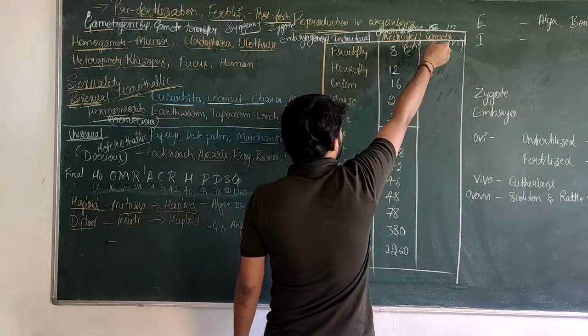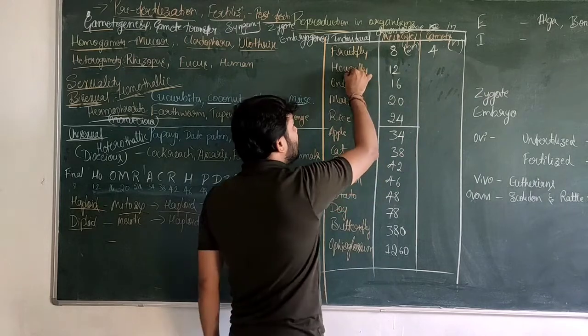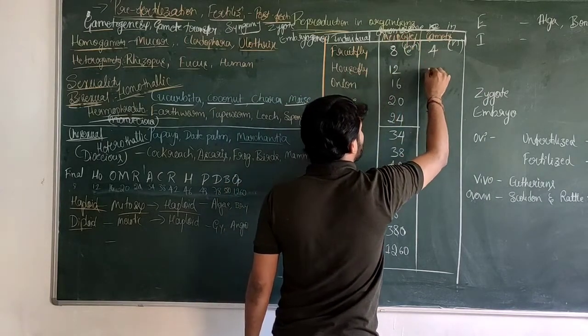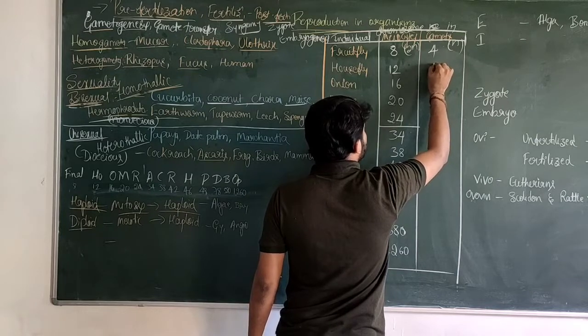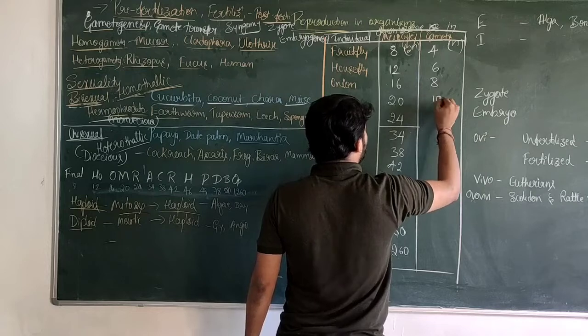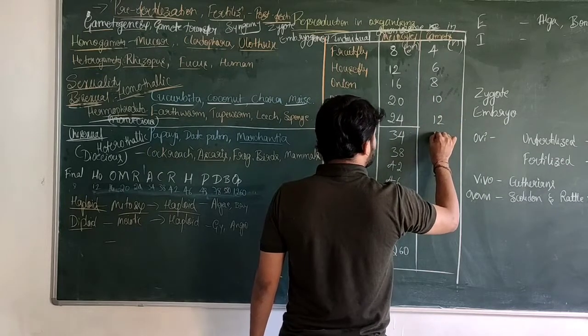Means the gametes have a chromosome number of 4. And if the housefly has a chromosome number of 12 in the meiocyte, then the chromosome number in the gamete is 6. Then for onion it is 8. Then for maize it is 10. For rice it is 12. For apple it is 17.